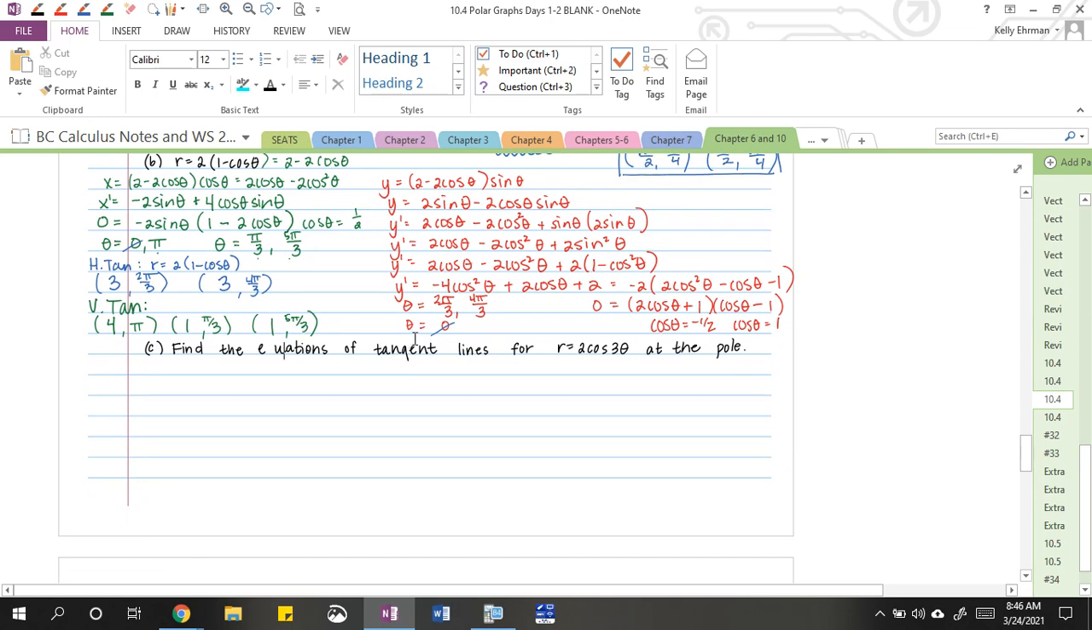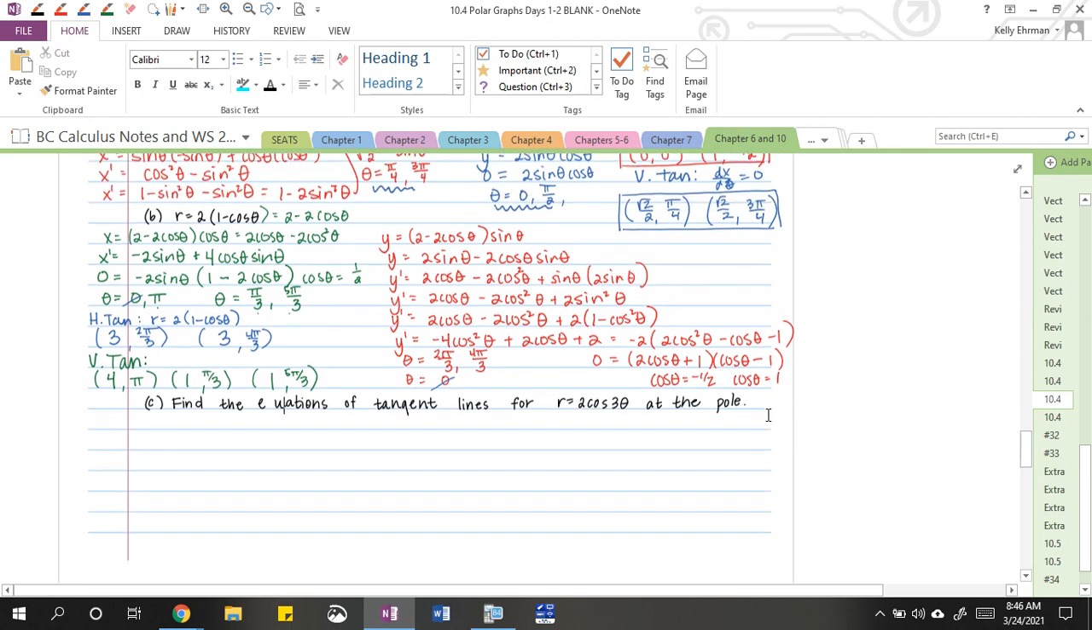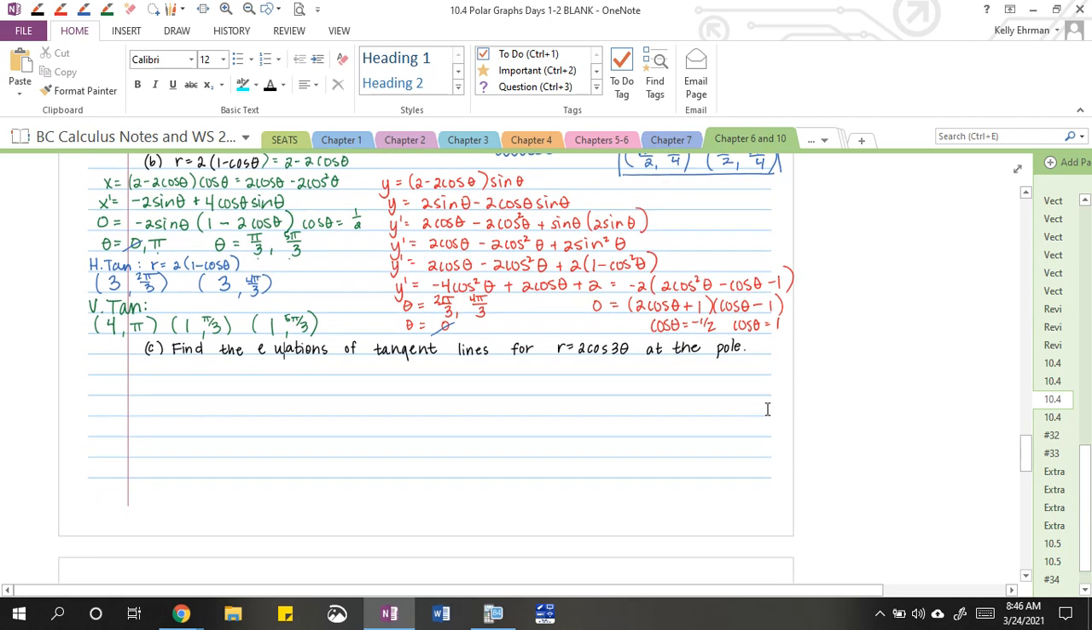Find the equations of tangent lines for r equals 2 cosine of 3 theta at the pole. So at the pole, find the equations of the tangent line. So at the pole is 0 for r, and then theta can really be anything. So that's something to keep in mind. For this, I do need dy dx put together.